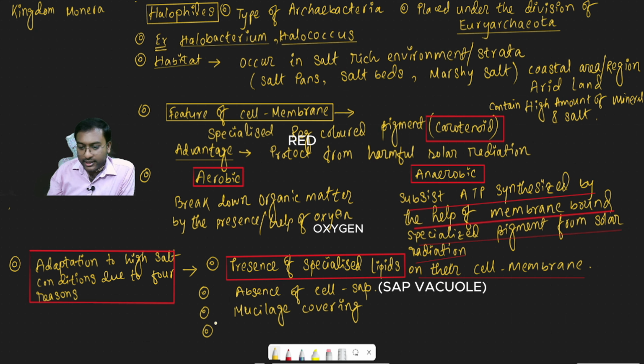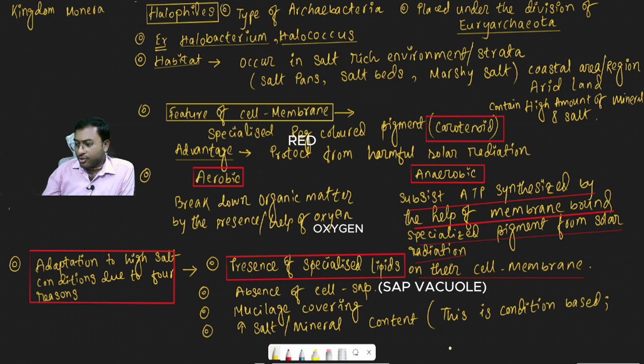And the last one is high salt or mineral content. This is condition based, and this is not for all halophiles. So these 4 points help halophiles adapt to high salt conditions. These are the 4 reasons.